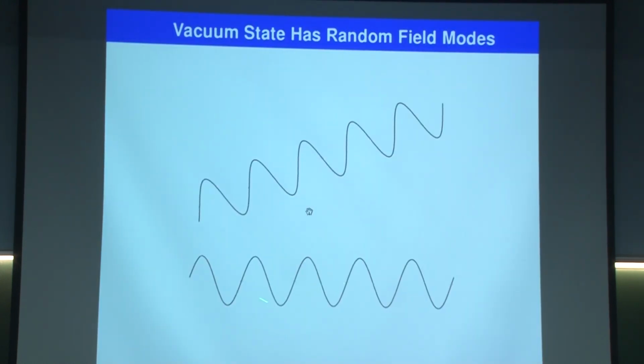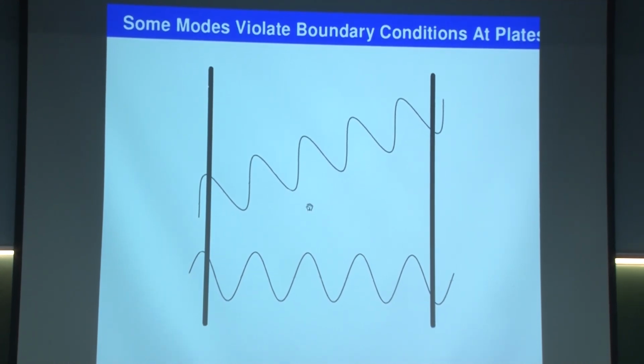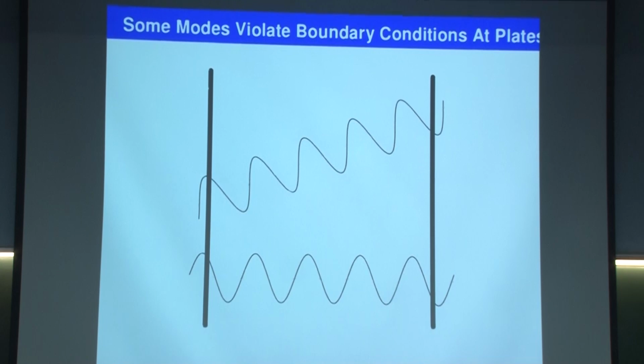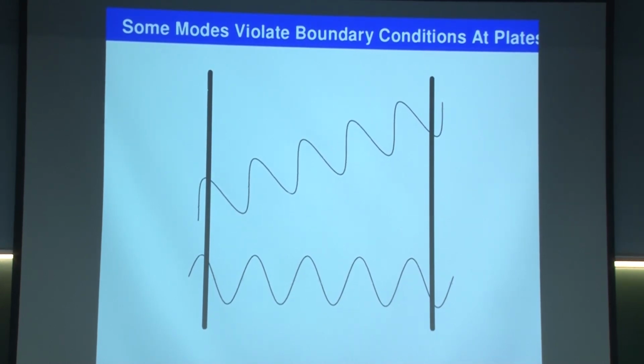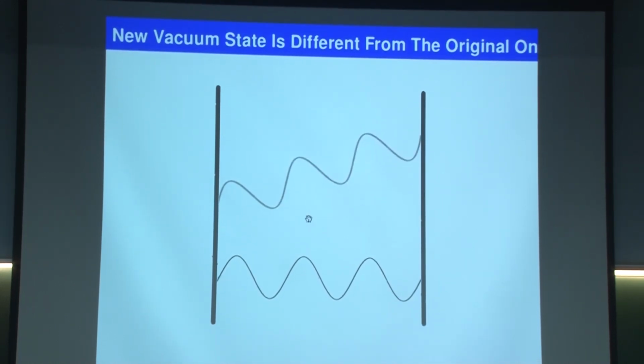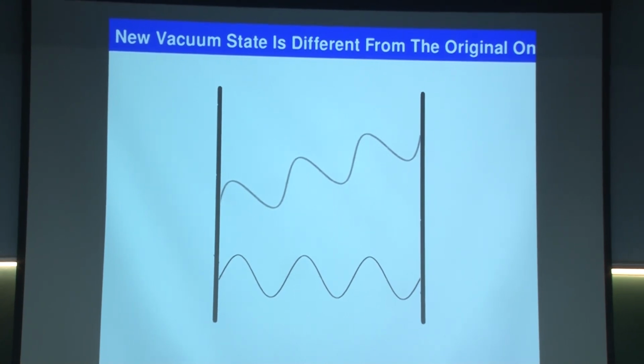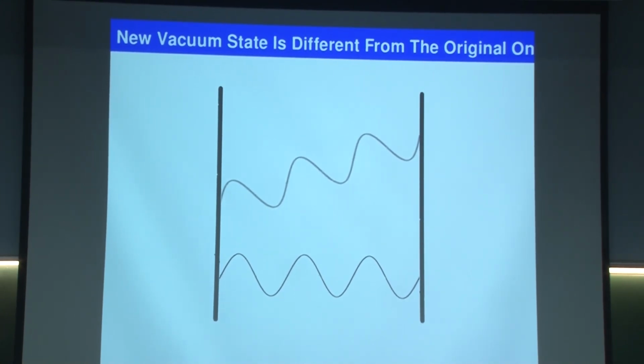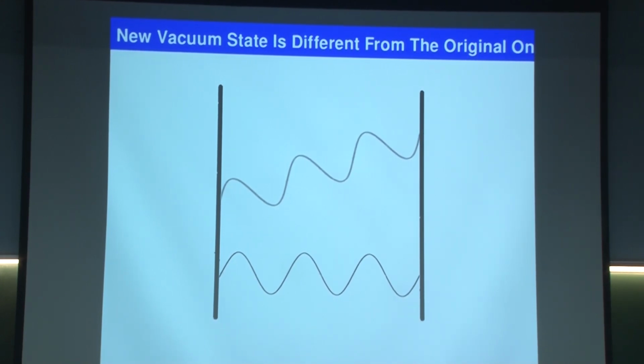So, you have these modes which are going around. Now, you are going and putting two plates, but these are perfect conductors, so the modes are supposed to satisfy zero boundary condition on that. So, these modes are no longer allowed, and only modes of this kind are allowed. So, the new vacuum state with the capacitor has modes which are not e to the ikx, but something like sin n pi by L or something like that in this direction.